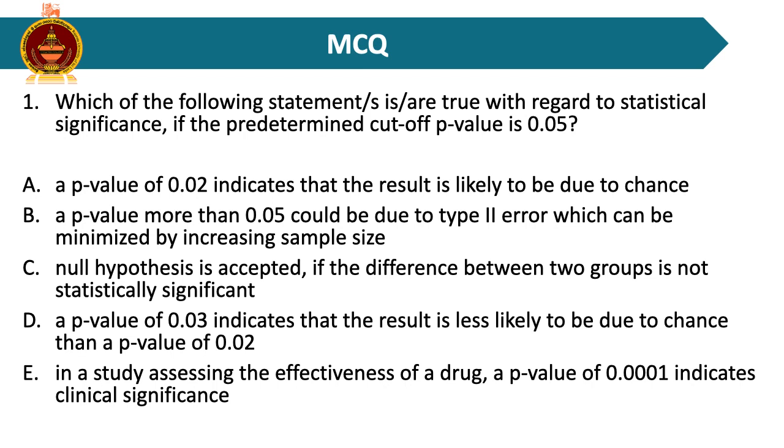Stem E. In a study assessing the effectiveness of a drug, a p-value of 0.0001 indicates clinical significance. 0.0001 indicates statistical significance but not clinical significance, as I explained in the last scenario.